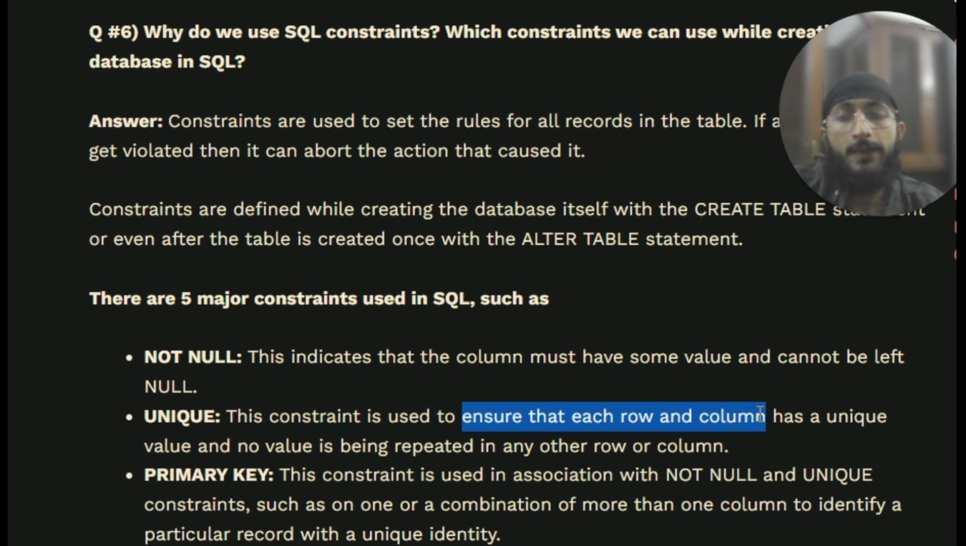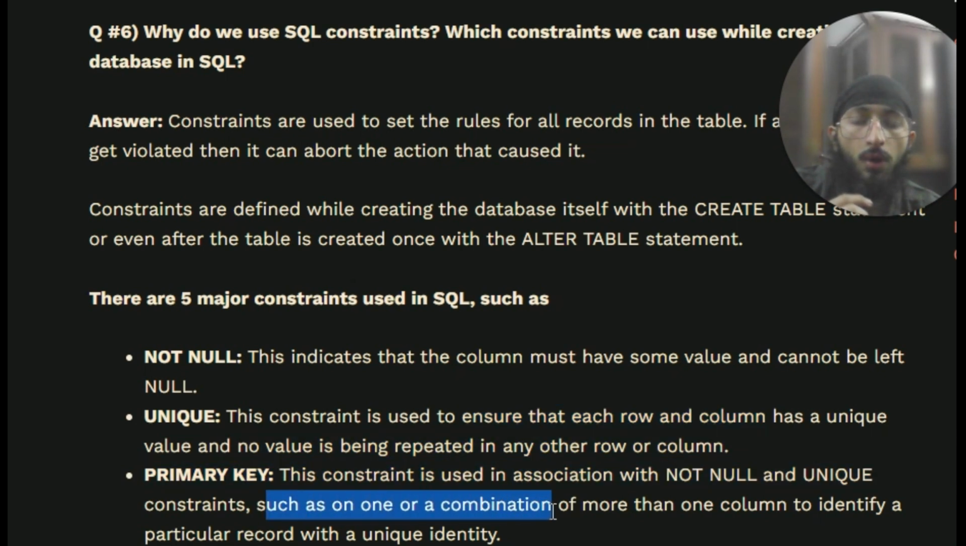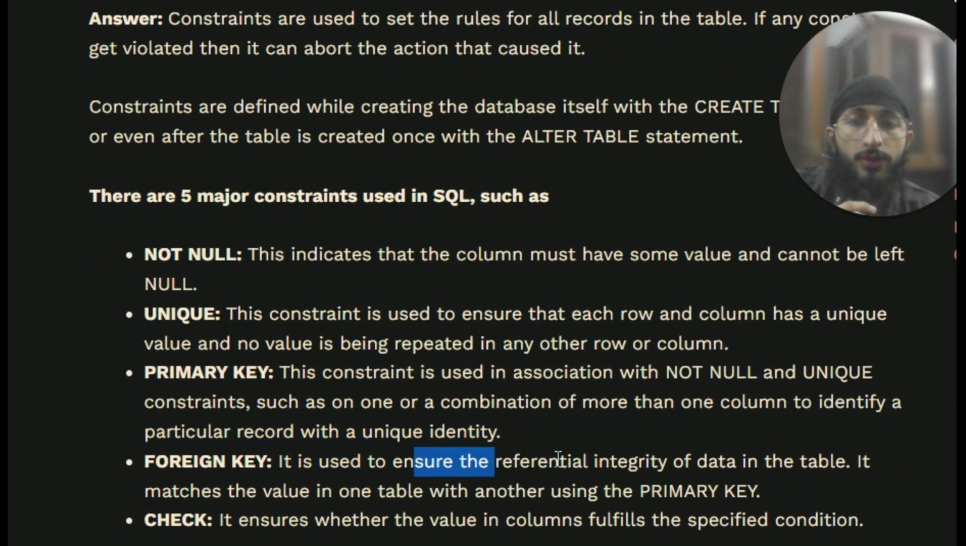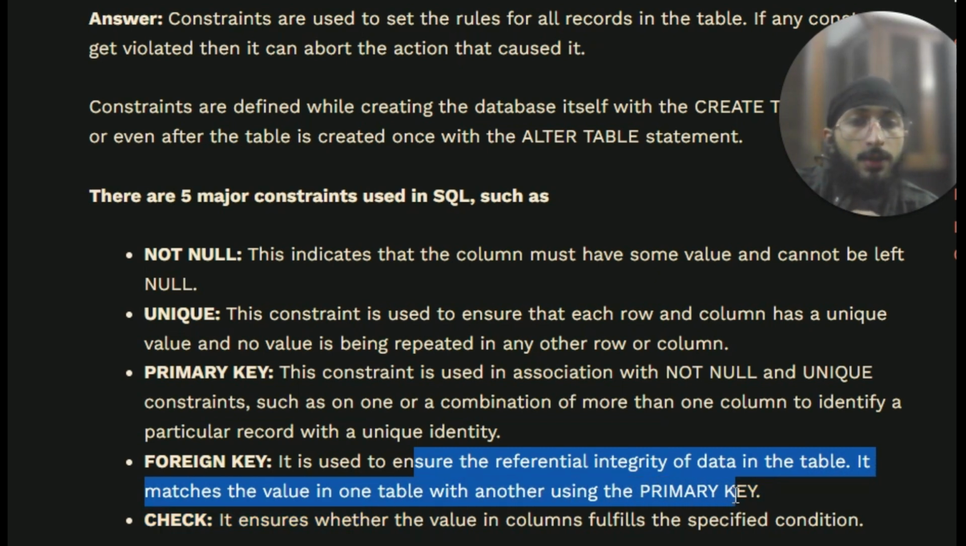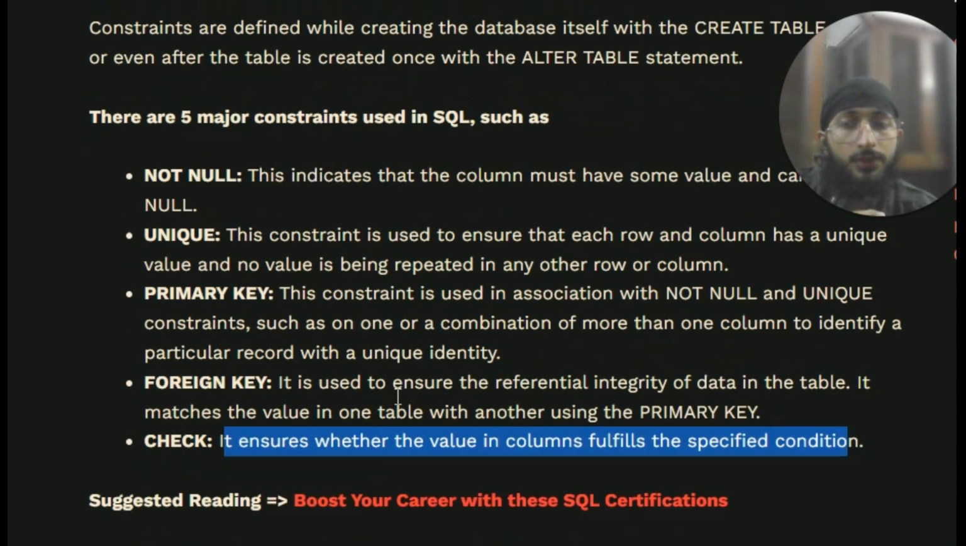Then we have primary key. This constraint is used in association with not null and unique constraints, on one column or a combination of more than one column, to identify a particular record with a unique identity. Then we have foreign key, used to ensure the referential integrity of data in the table. It matches the value in one table with another using the primary key of another table. Now, check ensures whether the value in columns fulfills the specified condition.